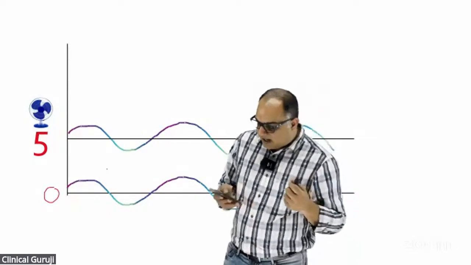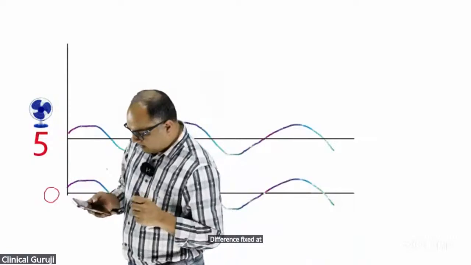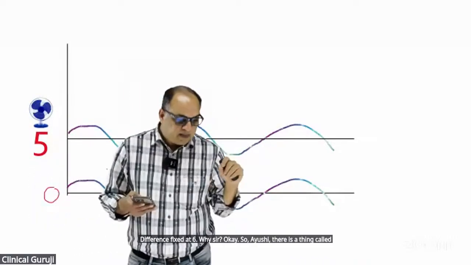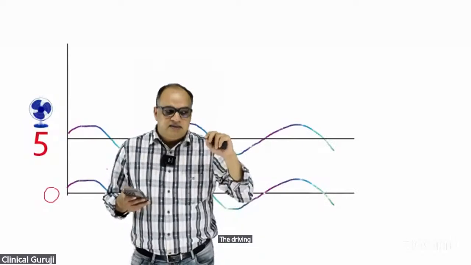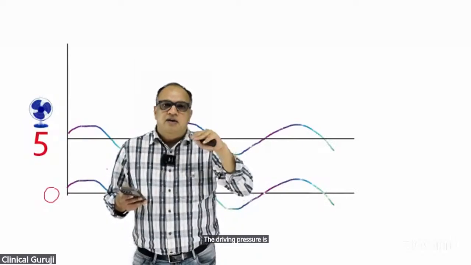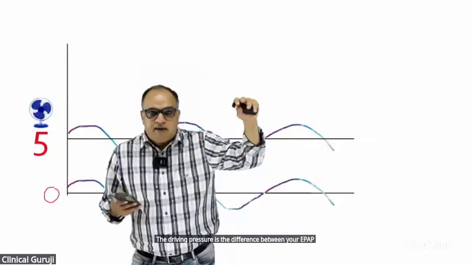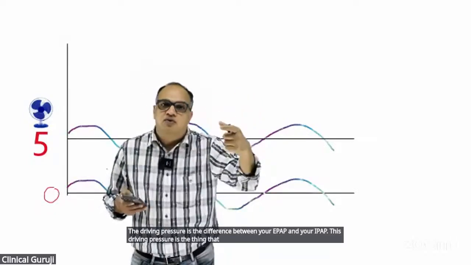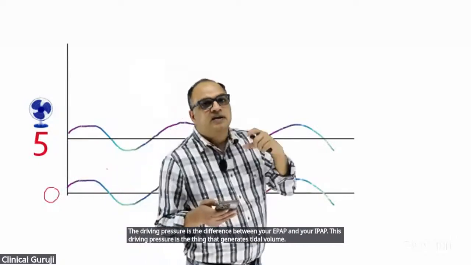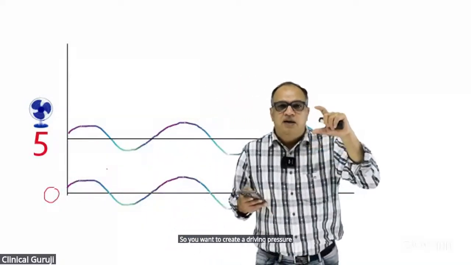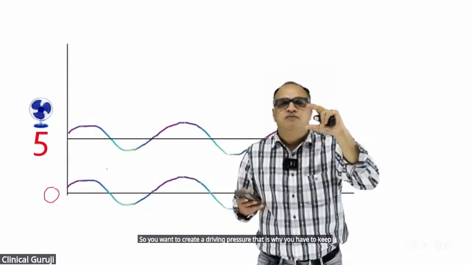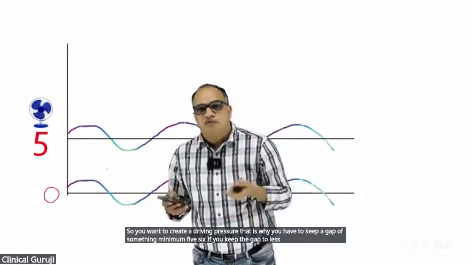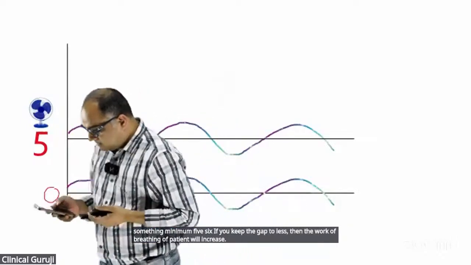Difference fixed at 6. Why, sir? Okay. So, Ayushi, there is a thing called driving pressure. The driving pressure is the difference between your EPAP and your IPAP. This driving pressure is the thing that generates tidal volume. So you want to create a driving pressure, that is why you have to keep a gap of minimum 5-6. If you keep the gap too little, then the work of breathing of the patient will increase.